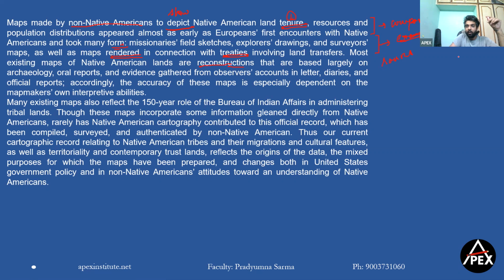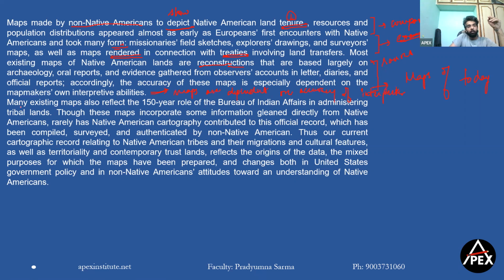Most existing maps of Native American lands are reconstructions that are based largely on archaeology. So now we see about maps of today, right? So here we talk about maps of today. All right. So we can see that these are based on archaeology, oral reports, and evidence gathered from observers' accounts in letters, diaries, and official reports. Accordingly, the accuracy of these maps is especially dependent on the map maker's own interpretive abilities. So we can say that maps are dependent on accuracy of interpreter.